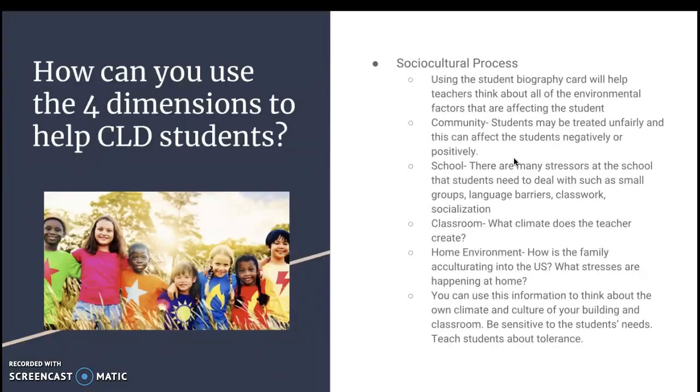There are 4 different dimensions that you can use to help your CLD students learn. The first one is the sociocultural process. This process really focuses in on environmental factors that may be affecting the student both in the school and outside of the school.